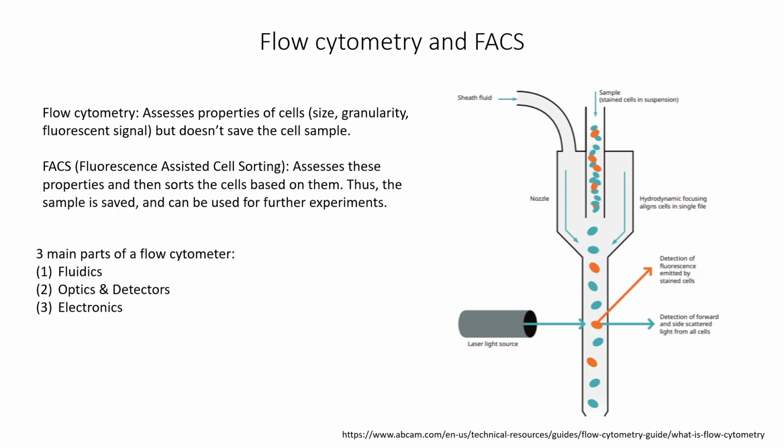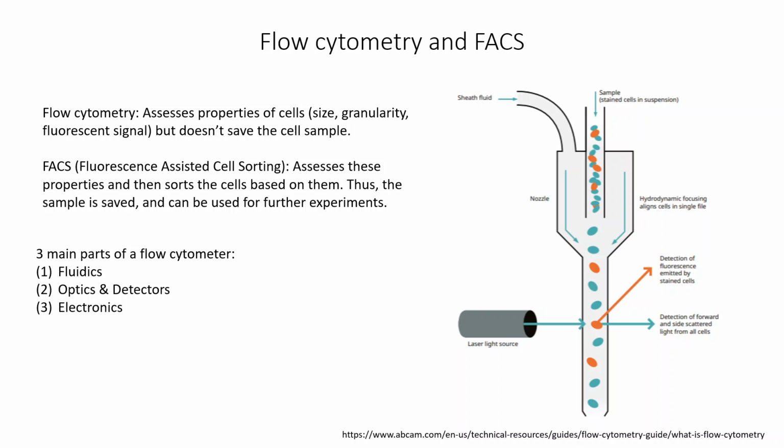FACS, on the other hand, is similar. It's called fluorescence assisted cell sorting. This is flow cytometry plus more. So this assesses all of these properties and then it doesn't chuck the sample. What it does is it sorts the cells based on these properties. So your sample is saved and sorted, and you can use it for other experiments or you can continue culturing the cells.